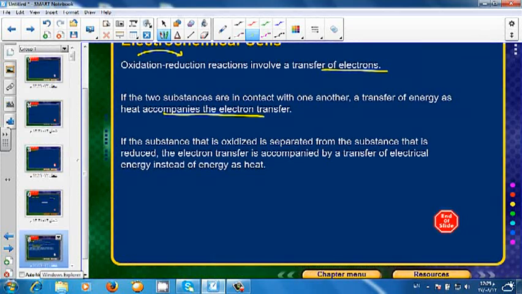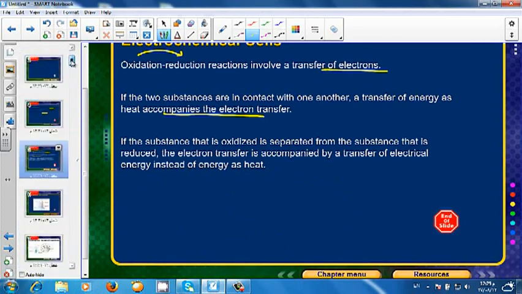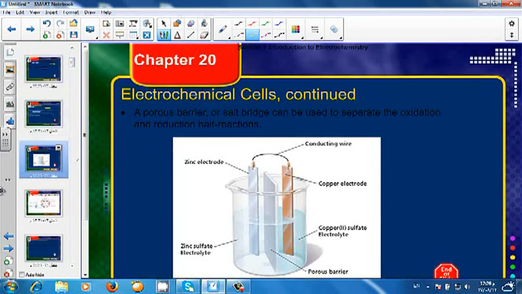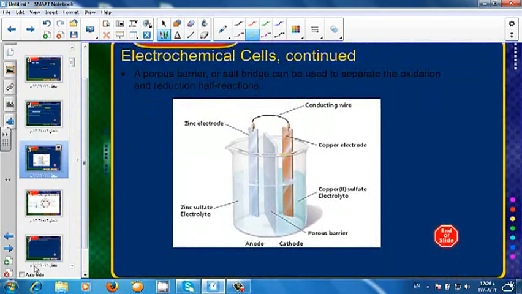If the substance that is oxidized is separated from the substance that is reduced, the electron transfer is accompanied by a transfer of electrical energy instead of heat energy. So once we connect the two parts, the part of the cell that has reduction and the part that has oxidation, electrons start to move immediately between the two. Now let's start with the main important parts. The previous was the introduction.